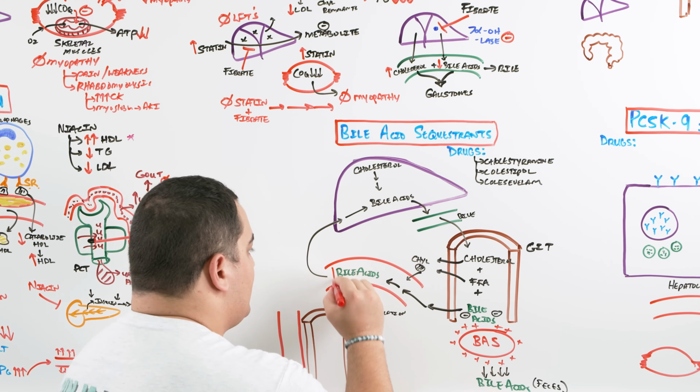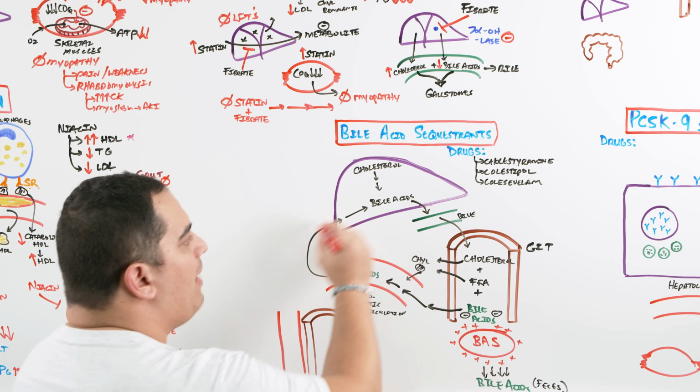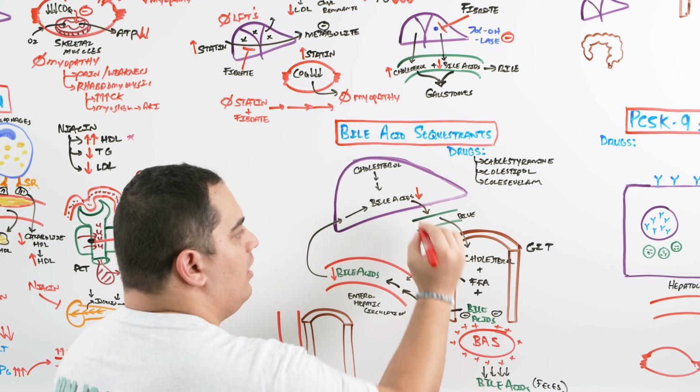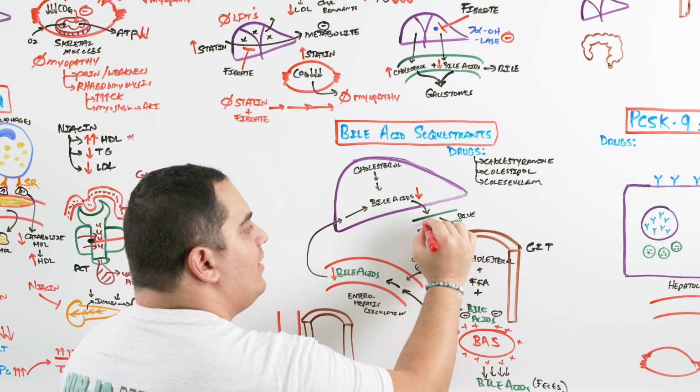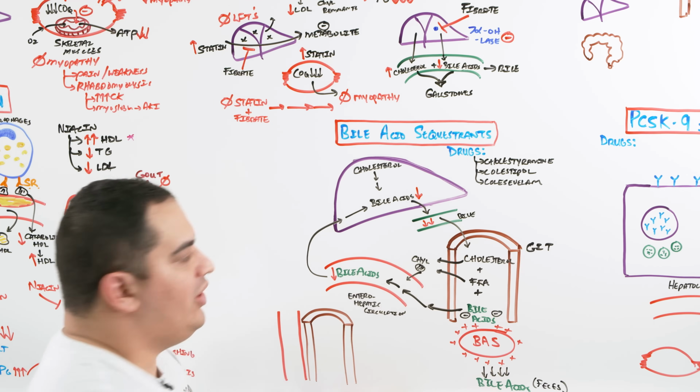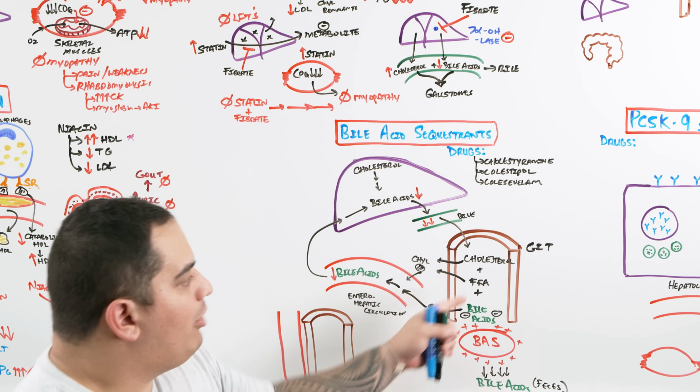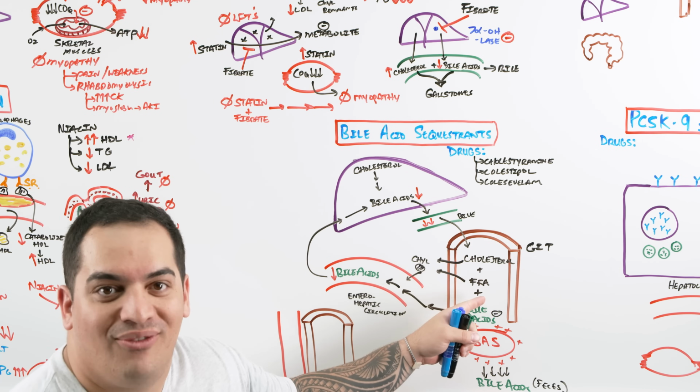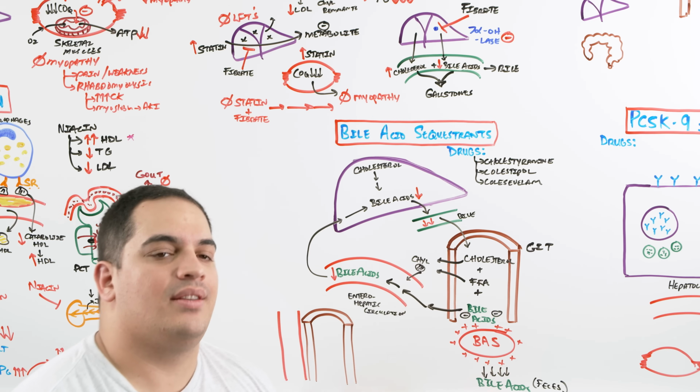So I have less bile acids in the blood. That means less bile acids are brought here to the liver to be incorporated into the bile and then be reutilized. So now I've got a problem. I'm not going to be able to absorb cholesterol and fat as well. So the liver says, oh, dang it.